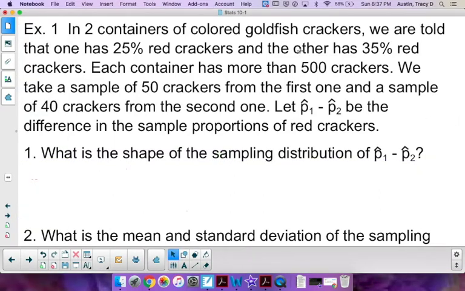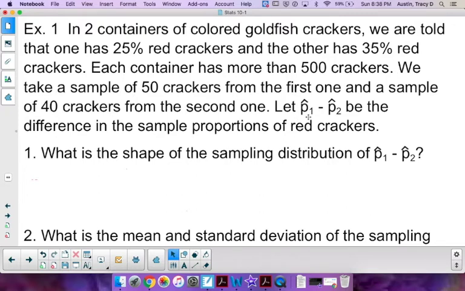Okay, so we have two containers of colored goldfish crackers, right? Regular and generic, maybe. So the first one has 25% red crackers, and the other one has 35% red crackers. Okay, so we're basically looking at the difference between the first container and the second, right? Each container has more than 500 crackers, so we know that as long as we take no more than 50, we're guaranteed our independence is still good. Okay, we took a sample of 50 from the first container, the one that has 25%, and 40 from the second container, the one that has 35% red.